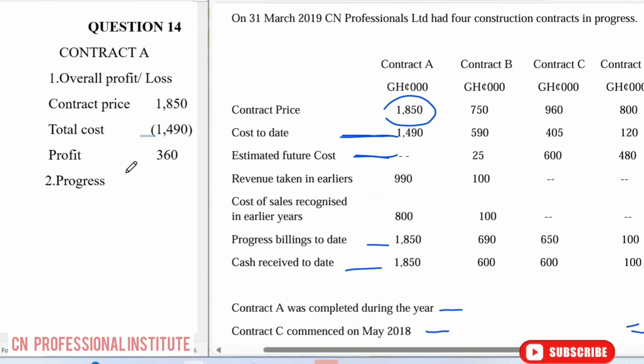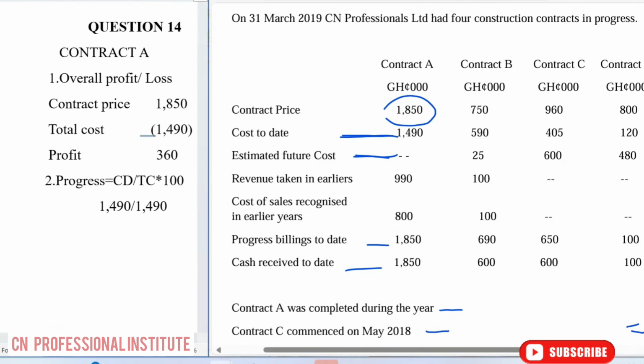So with the output method, we set is cost to date divided by our total cost. Then we multiply by 100. Okay. So what's our cost to date? It's in the question. It's 1,490. That's our cost to date divided by total cost. Total cost is the same, 1,490.